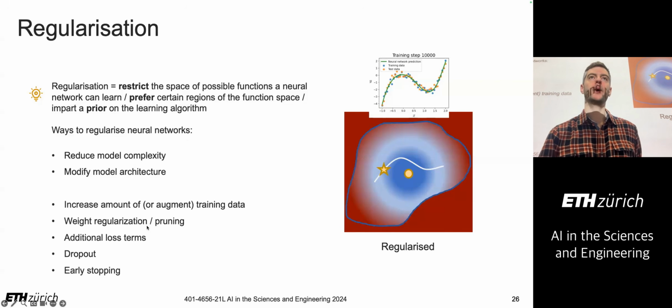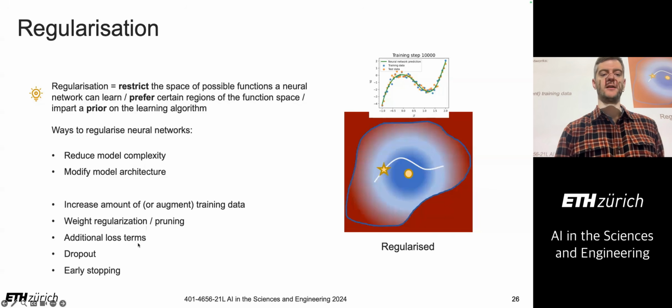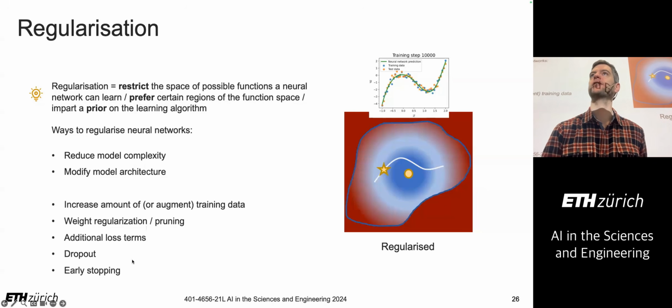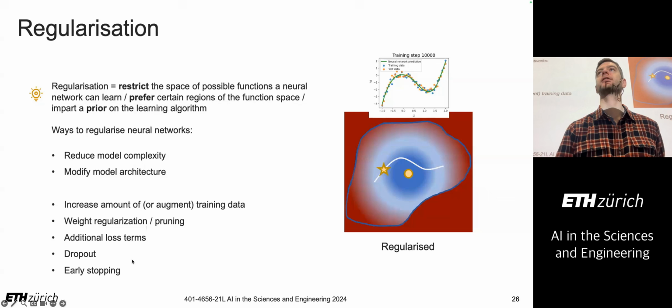We can do weight regularization, so this is adding terms in the loss function, for example, or more generally, we can add additional loss terms. We can do dropout, as you mentioned. Another type of regularization is early stopping. I'm gonna explain what that means later. So I'm gonna go through each of these in the list and talk about them in a bit more detail.